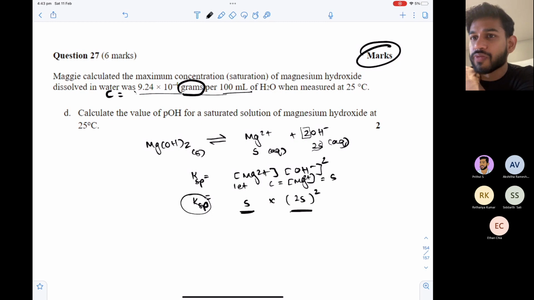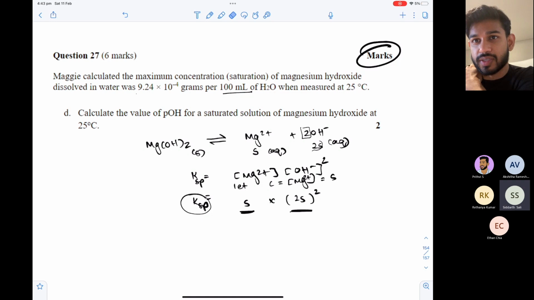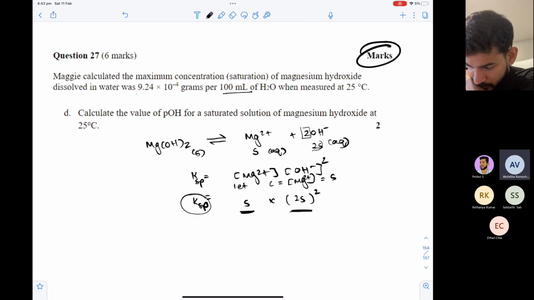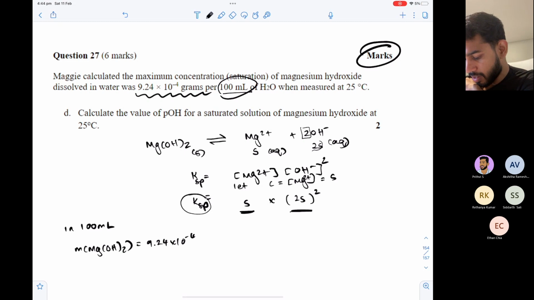So Akshita, how can we find the concentration of magnesium hydroxide in moles per liter? First convert it into moles, which is mass divided by molar mass. Good. So therefore we can say in 100 ml, the mass of magnesium hydroxide is equal to 9.24 times 10 to the power negative 4 grams. So the number of moles of magnesium hydroxide must be equal to mass divided by molar mass. Ritanya, tell us what that is.